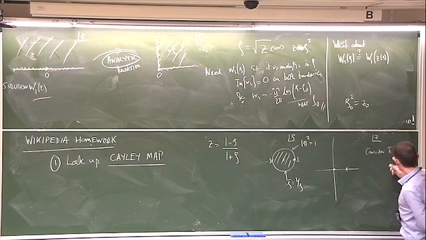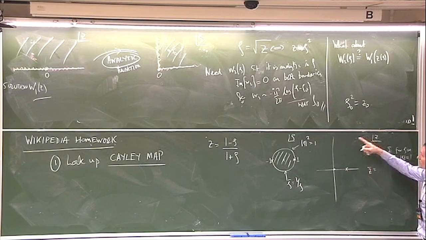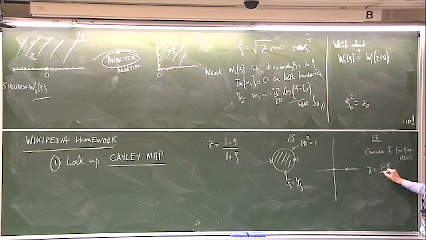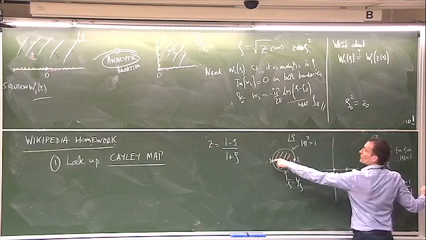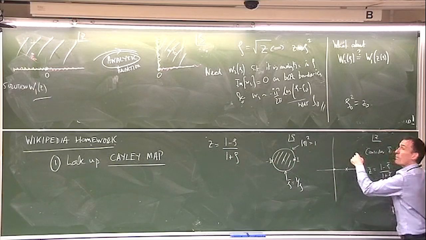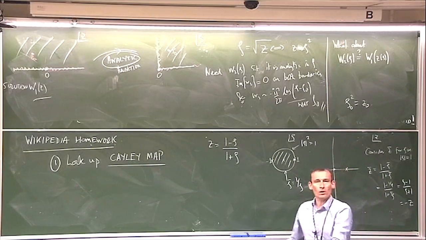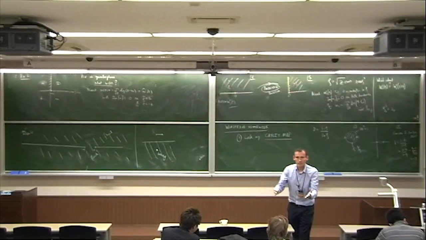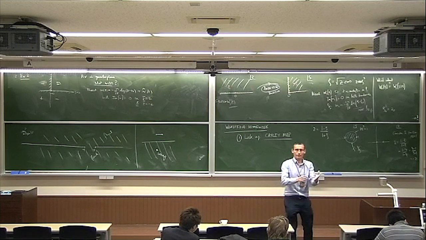Now, I'm going to take z bar. Z bar, of course, is 1 minus zeta bar over 1 plus zeta bar, but I'm on this circle, so I'm going to put 1 over zeta, 1 minus 1 over zeta over 1 plus 1 over zeta, multiply top and bottom by zeta, and what's this? Minus z. So on this circle, under this correspondence, z bar is minus z, and we all know that corresponds to what? The imaginary axis. Z bar equal to z is the real axis, z bar equal to minus z is the imaginary axis.